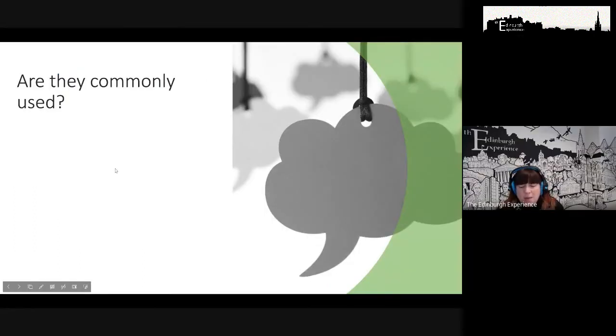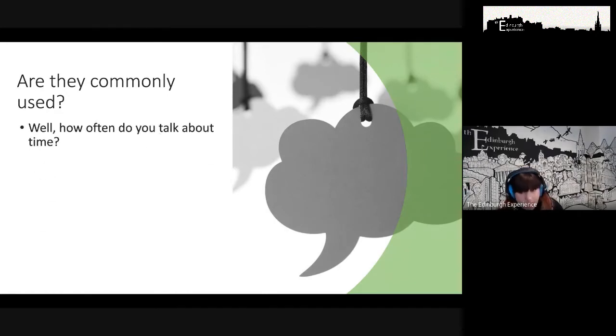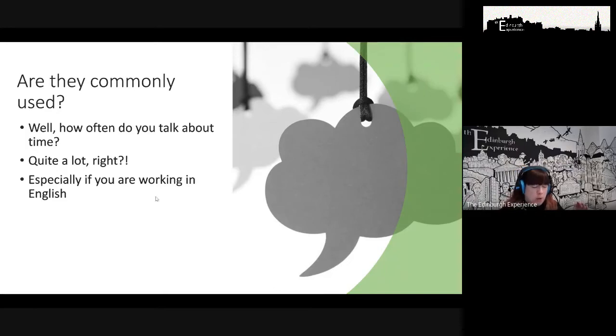So are these commonly used structures, do you think, these future time clauses? Is this something that we use a lot in English? So I suppose the question is really, how often do you talk about time? And I think the answer to that is probably quite a lot. Especially depending on how you work, how you use your English, but especially if you work in English in a business English environment where you're doing lots of meetings and things. These words are going to come up a lot when you're talking about scheduling or planning or organization, right? You will be using them all the time.